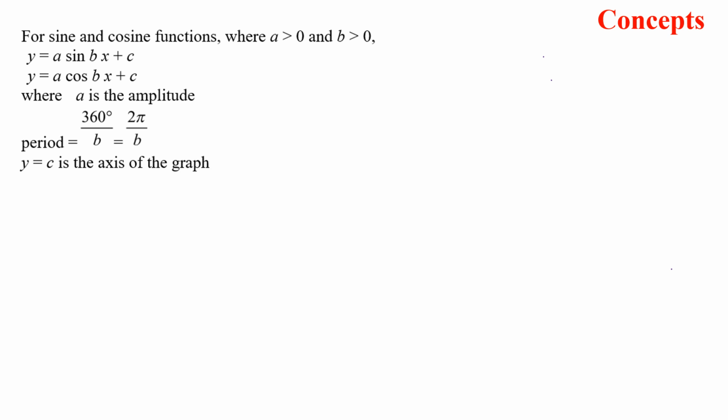Let me give you an example. For example, your cosine curve is like that. This is called the axis of the curve. Basically, the axis of the curve divides the curve into two equal halves, symmetrically. So this will represent your amplitude, and here will represent the amplitude.